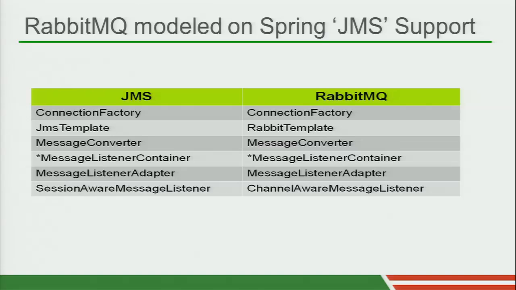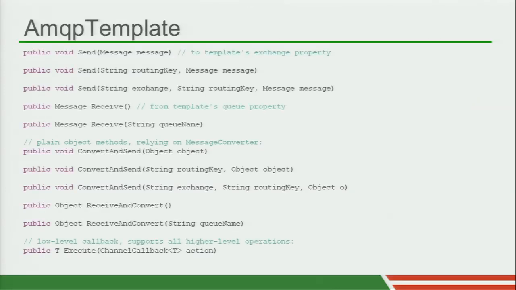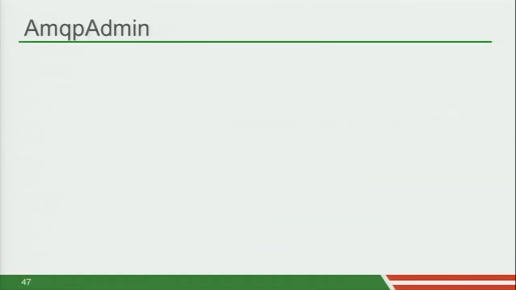Interacting with this, if you're familiar with JMS, should be fairly familiar to you because we tried where possible to keep things in a similar theme. So you can obviously see JMS on the left and RabbitMQ on the right and realize the commonalities across them. We have an AMQP template. This is what the API looked like, at least when I made the slide. You notice things like send, receive, convert and send, receive and convert, that dequeue messages and convert them back to objects, all the rest of that kind of stuff.